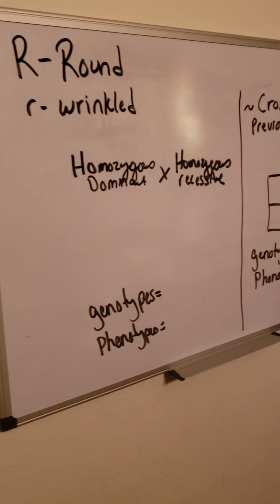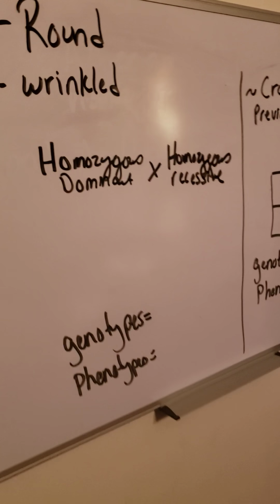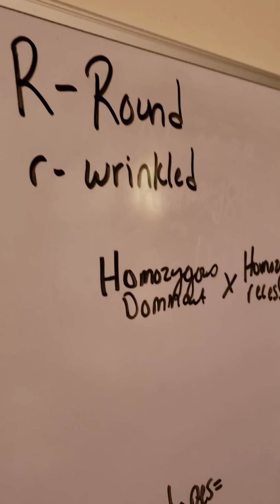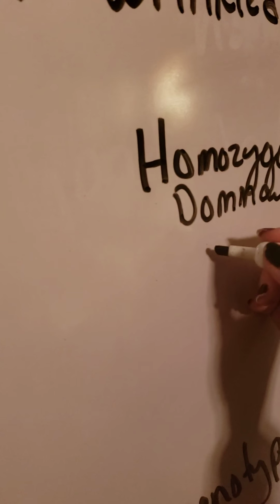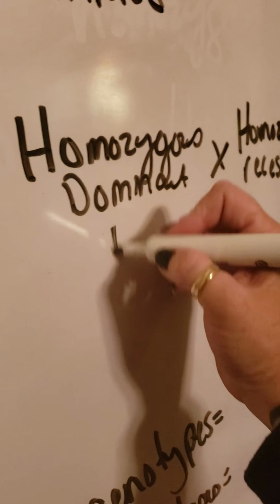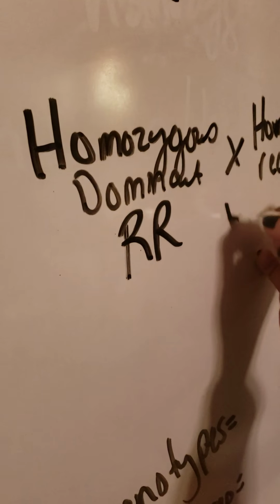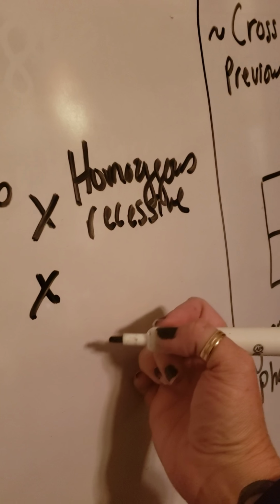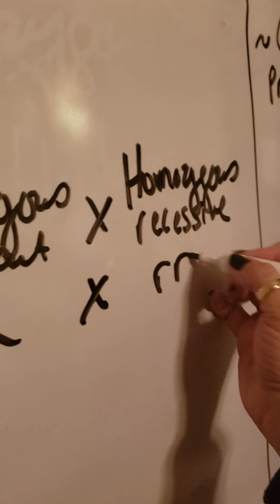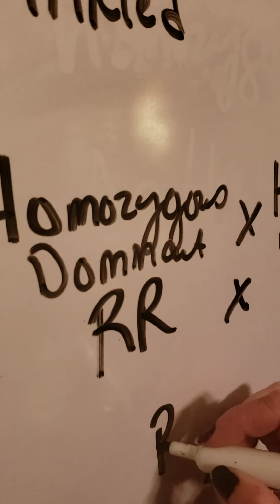So the first square that we're going to do is homozygous dominant with homozygous recessive. So I have the big R is round and little r is wrinkled. So homozygous dominant, homozygous means same. Dominant is uppercase. And then I want homozygous recessive, which is the same, and they are both little. So let's do our Punnett square here.